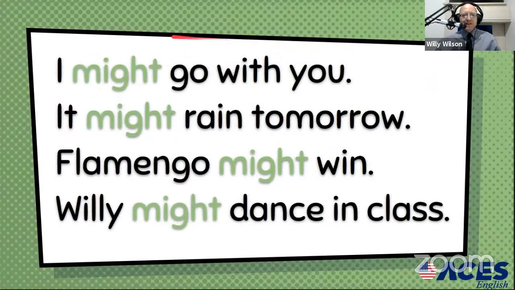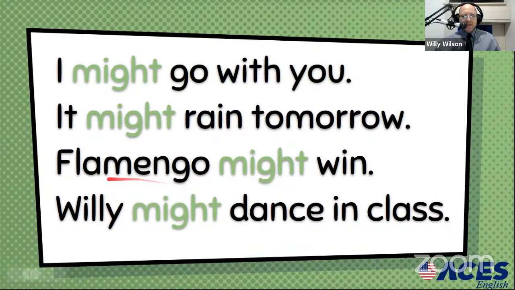So for example, these sentences: I might go with you. It might rain tomorrow. Flamengo might win. Willy might dance in class. Okay, so we know this one is probable, right?